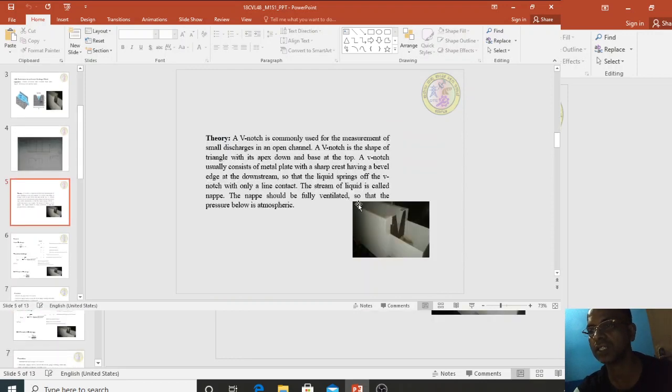So the theory: a V-notch is commonly used for the measurement of small discharge in an open channel. A V-notch is in the shape of a triangle, with its apex down and base at the top. The stream of liquid is called the nappe, that is, whatever flows here. The nappe should be fully ventilated so that the pressure below is atmospheric pressure.